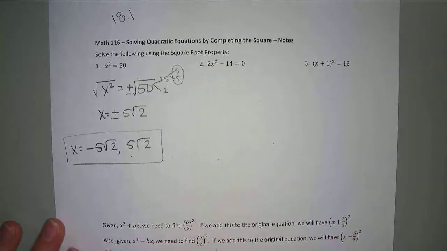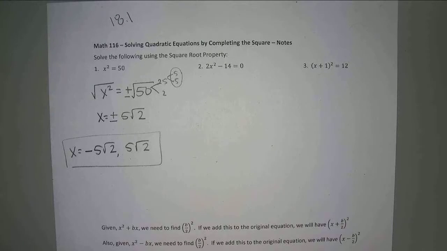Before, we wouldn't be able to solve it, thinking 50 is not a perfect square, how do we go about breaking it down? But now we know how to break down radicals from chapter 17, so we can come up with the correct answer.